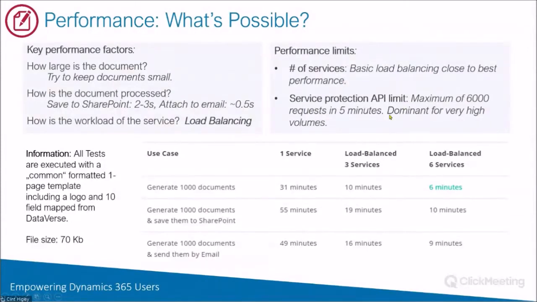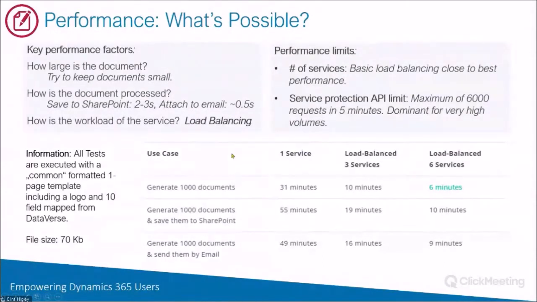So it actually took longer because of this service protection API limit. It kept stopping the process, and it basically adds time to the process, right? So we were approaching having to wait 9 seconds to actually get these documents generated. So 5 to 6 load balancing services seems to be the sweet spot, right? These are services that are actually processing batch documents.